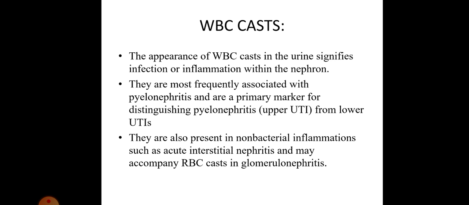The appearance of WBC cast in the urine signifies infection or inflammation within the nephron. They are most frequently associated with pyelonephritis and are a primary marker for distinguishing pyelonephritis, that is, upper urinary tract infection from lower urinary tract infection. They are also present in non-bacterial inflammation such as acute interstitial nephritis and may accompany RBC cast in glomerulonephritis.